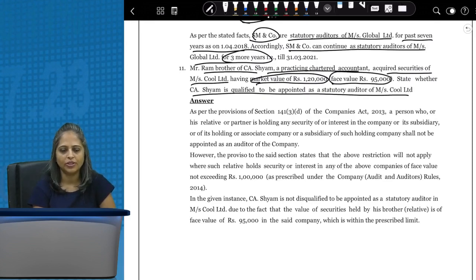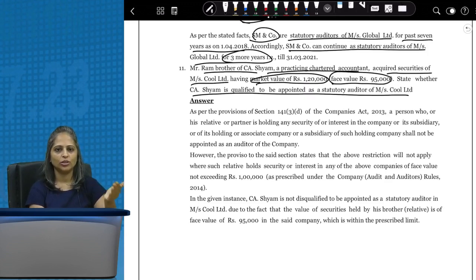Now, what does the Act say about a statutory auditor being appointed and regarding the holding of shares by the auditor or by the relative of the auditor in the company? The Act says that if you are being appointed as a statutory auditor, your relatives can hold shares in that company to the extent of face value of rupees 1 lakh and not more than that. Only then you can be appointed as a statutory auditor of the company.